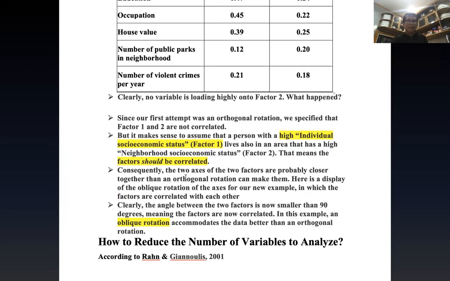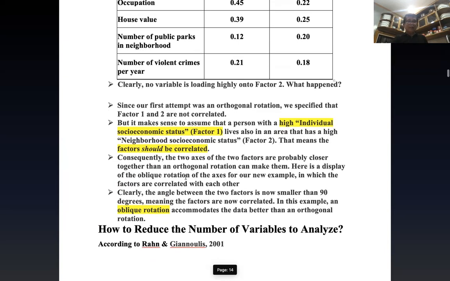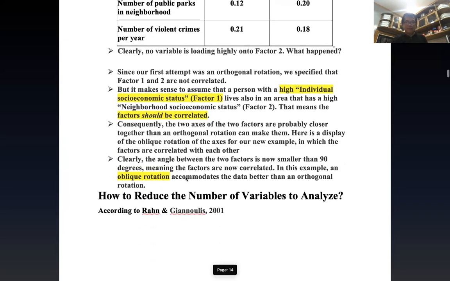Here's a display of the oblique rotation of the axis of our new example, in which factors are correlated with each other. Clearly, the angle between the two factors is now smaller than 90 degrees, meaning the factors are now correlated. In this example, an oblique rotation accommodates the data better than an orthogonal rotation.